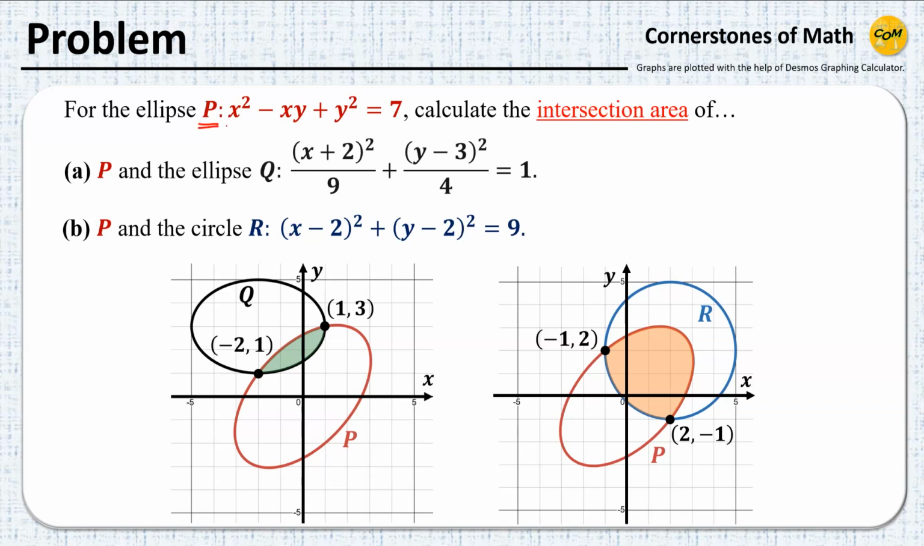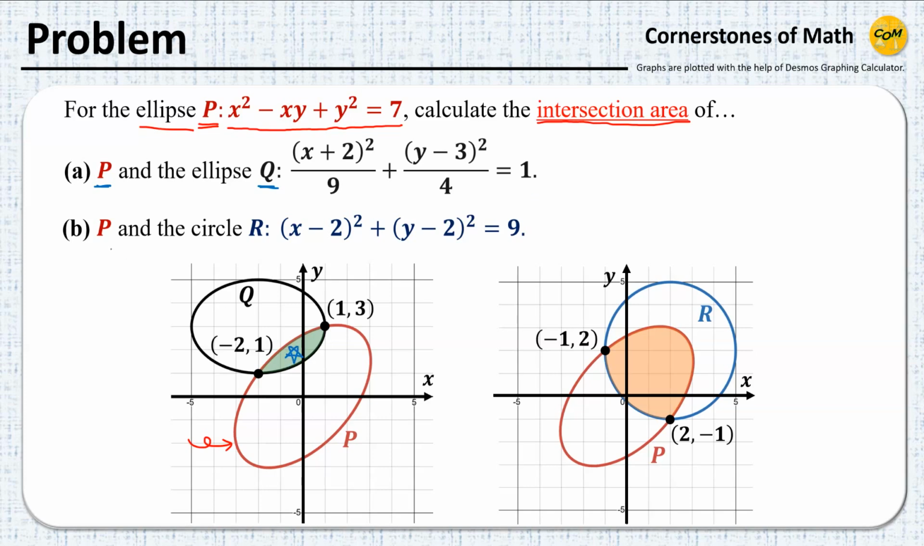The shape P given as x squared minus xy plus y squared equals 7 is a tilted ellipse, as can be seen in this figure. And we want to calculate the intersection area of two regions involving this tilted ellipse. In the first question, the intersection area of ellipse P and the ellipse Q given as (x plus 2) squared over 9 plus (y minus 3) squared over 4 equals 1. So this area right here.